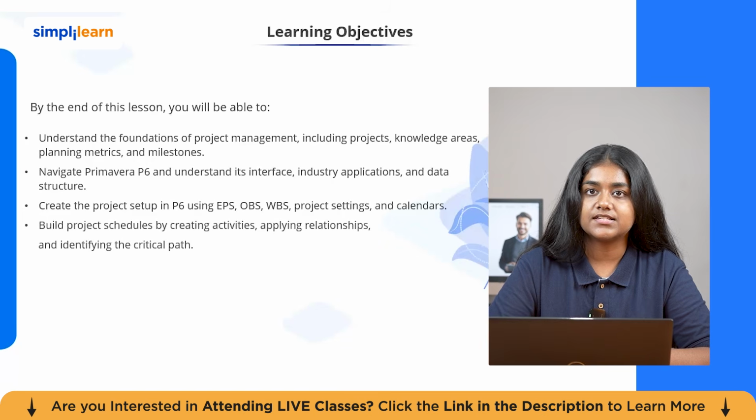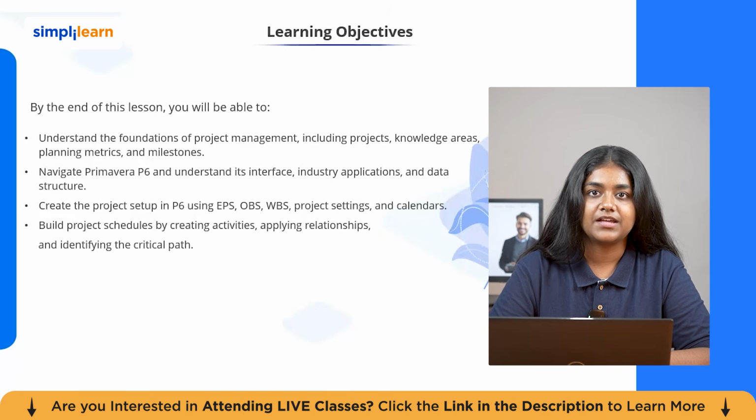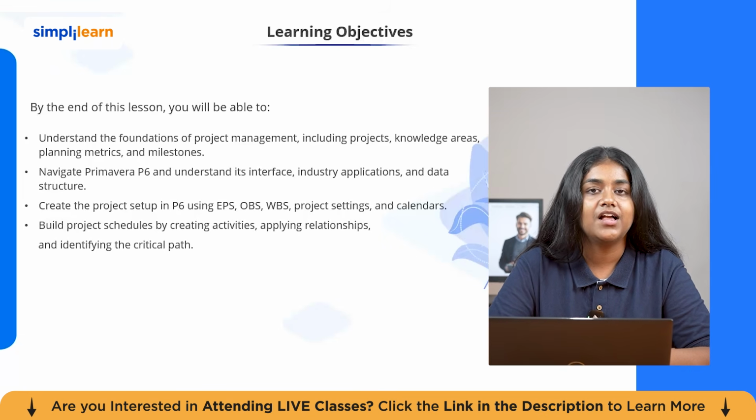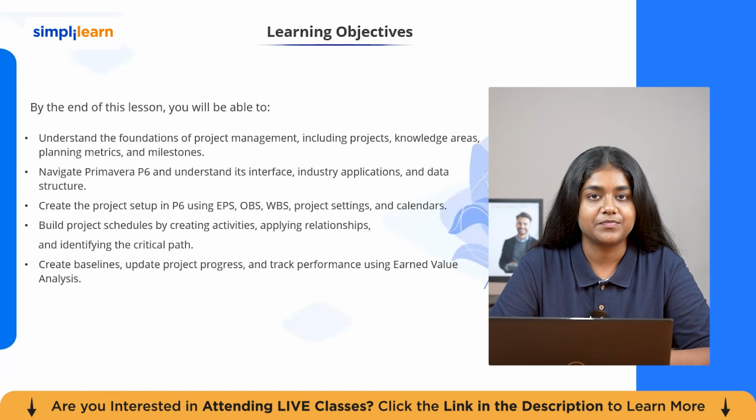You will get a clear understanding of how to build project schedules by creating activities, applying relationships, and identifying the critical path. This will help you understand how project timelines are calculated and which activities directly affect the project finish date. You will see how P6 helps balance resource demand with availability to create more realistic and achievable schedules, how to create baselines and update project progress, and track performance using earned value analysis.